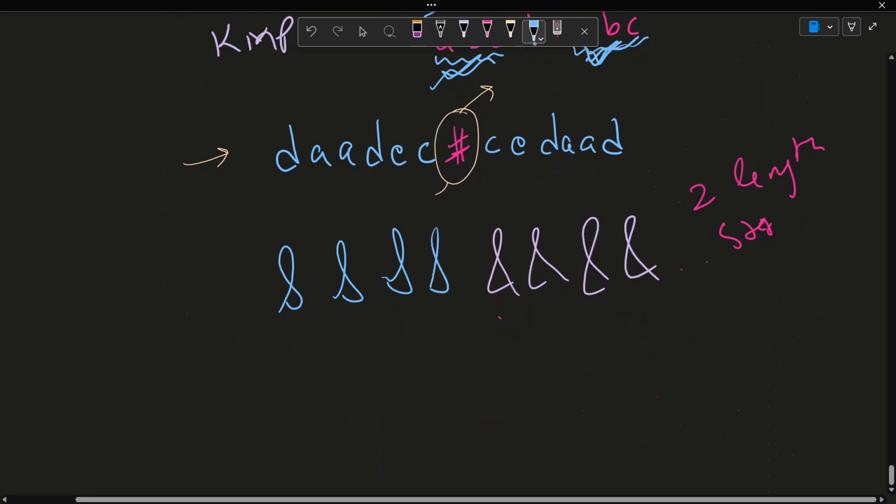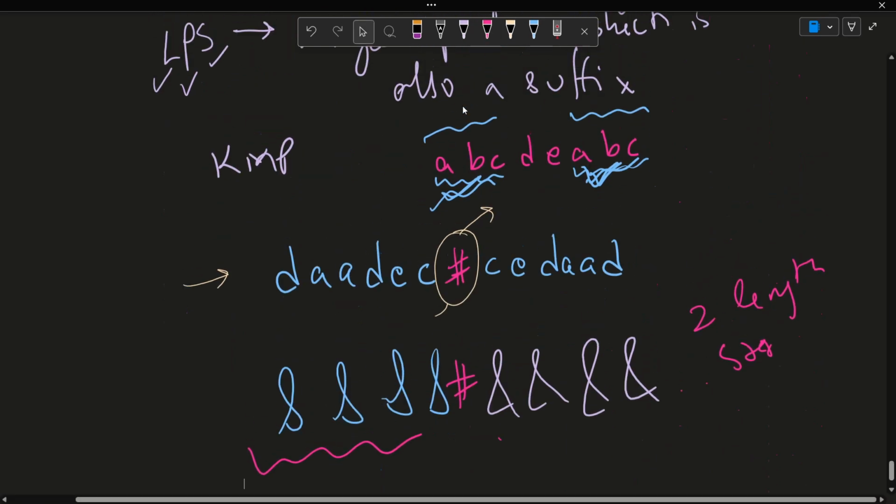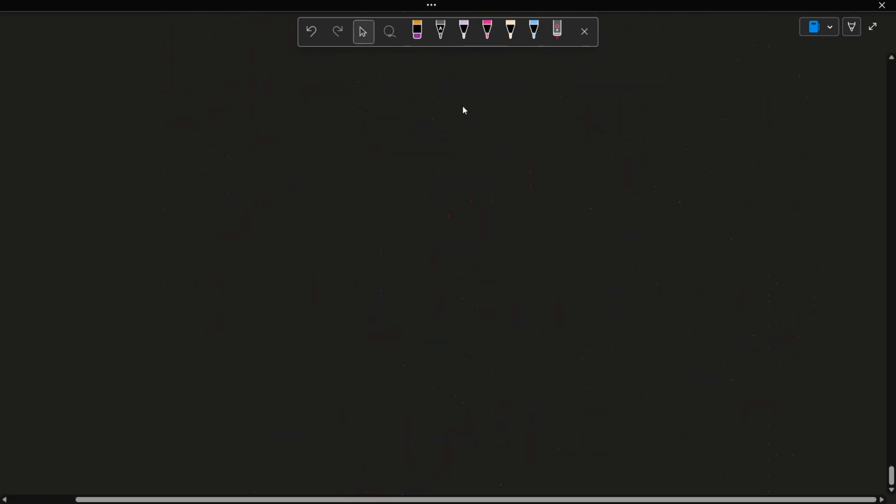That's the best you can actually do. So hence we use a separator so that we don't get a suffix of a prefix which is actually greater than the length of the string itself. Now we are almost done.